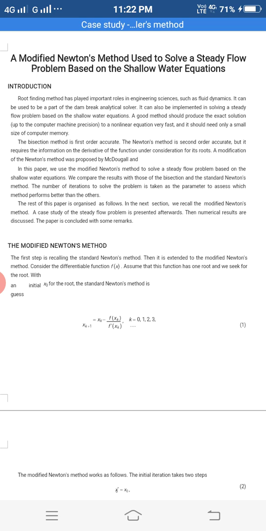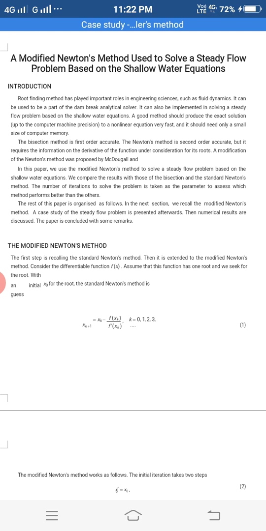A good method should produce the exact solution up to the computer machine precision to a nonlinear equation very fast, and it should need only a small size of computer memory. The bisection method is first order accurate, that is, the order of convergence of the bisection method is 1. Then the Newton method is second order accurate, that is, the order of convergence of the Newton method is 2. But it requires the information on the derivative of the function under consideration for its roots.